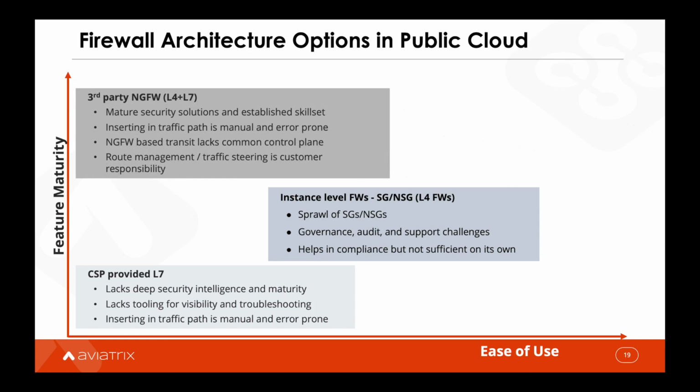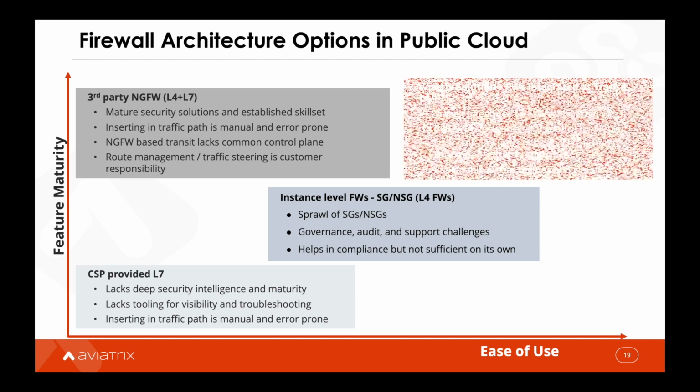The next option is to insert next-generation firewalls, such as what you may have been used to in on-prem. These solutions have been around for a long time and have typically established themselves as best of breed in this space. However, they are also very difficult to insert into the traffic path because they are not handling the control plane and are just one component of the data plane. They expect the customer to come up with service chaining solutions, which include route management and traffic steering.